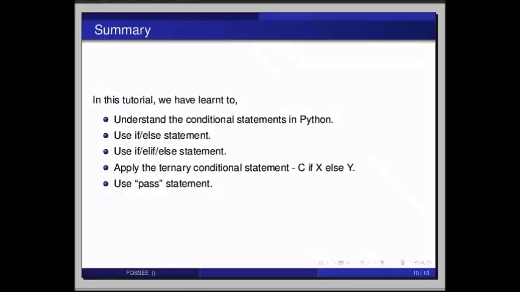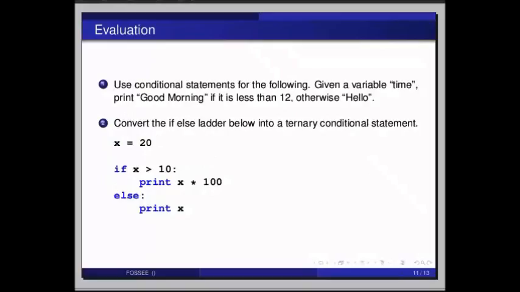Here are some self-assessment questions for you to solve. First one, use conditional statements for the following. Given a variable time, print good morning if it is less than 12, otherwise hello. The second one, convert the if-else ladder below into a ternary conditional statement. Given x is equal to 20, if x is greater than 10 colon, print x multiplied by 100, else print x.